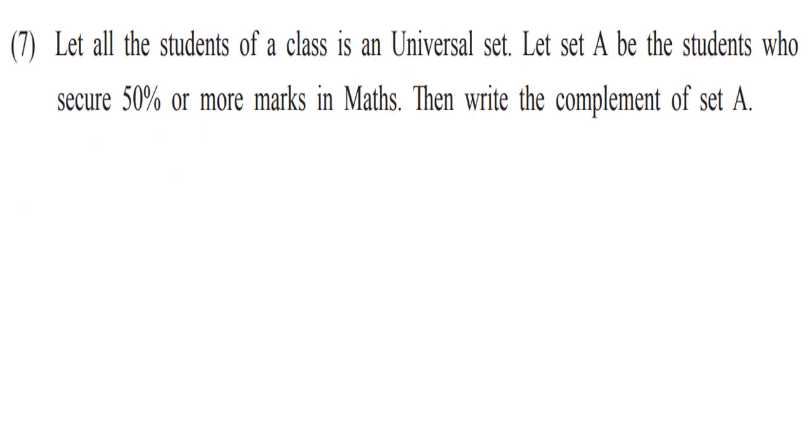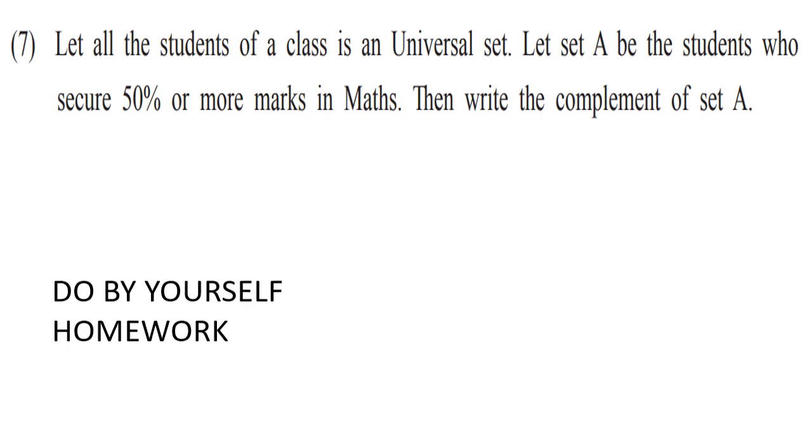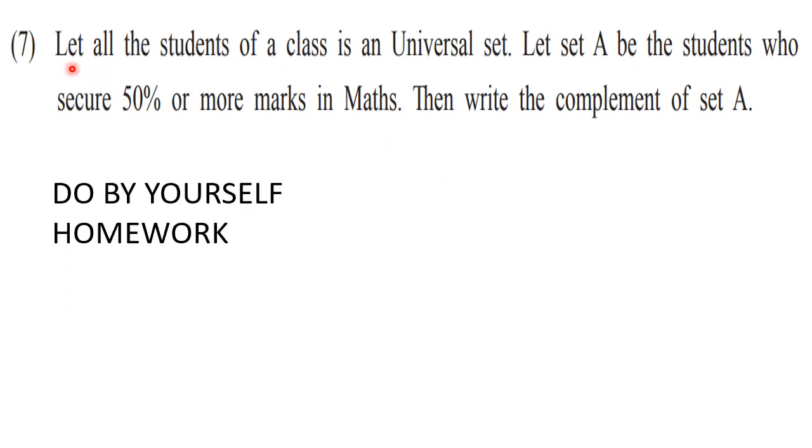Now let us see the next question, that is question number 7. Again, this is a very easy question and you are going to solve it by yourself. I am reading the question for you. Let all the students of the class be the universal set. Let A be the students who secure 50% or more marks in maths. Then write the complement of A.